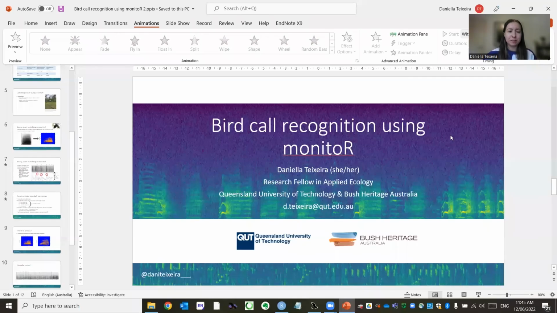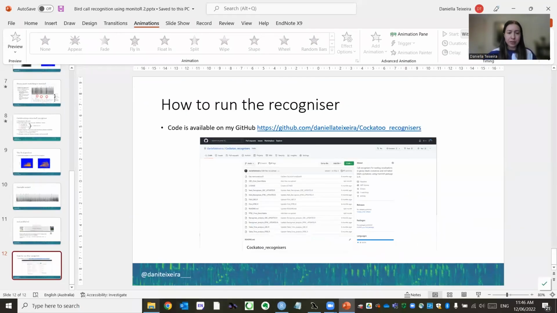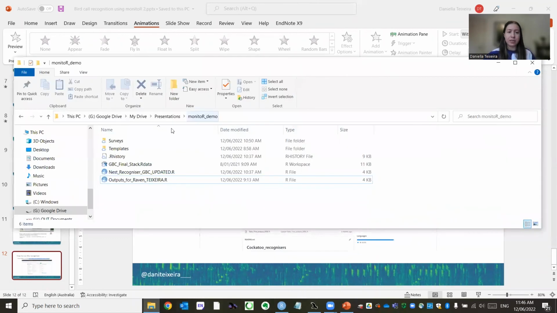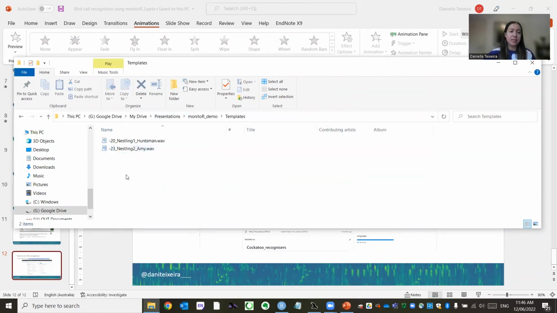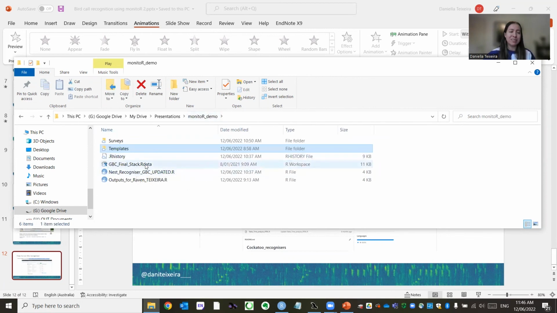Hopefully this works. Okay, so if I just show you what I've got here, I've created a little demo folder. There's basically two different folders here, which I've called surveys and templates. The templates are those two templates that I just showed you in the presentation. They're the two that performed the best after all of the pilot testing. And I actually created what I've called a stack here.